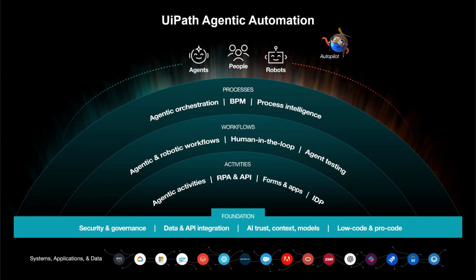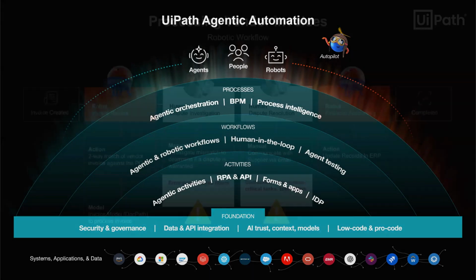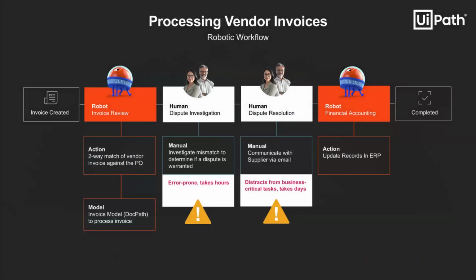And now that we've talked about all the different components and brought it back to the platform, I just want to show you an example of how this works together. So here we have an example that should be very familiar to you all. This is a processing vendor invoice workflow in the world before agentic automation. So here we have an invoice created and we have a robot performing the step of two-way matching.